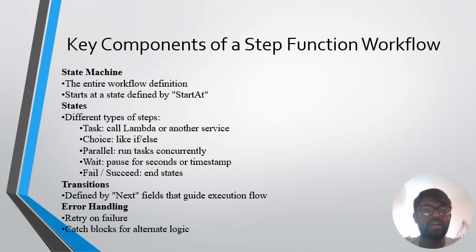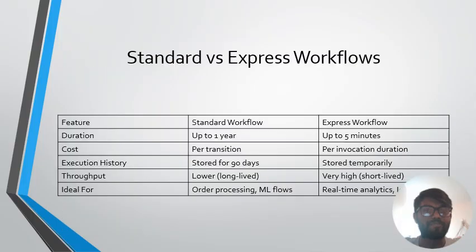Choice is an if-else condition. Parallel runs branches concurrently. Wait lets us wait for a number of seconds or until a timestamp. Whatever the number of seconds we want, we can wait for that long. And the end state is fail or succeed. A transition is defined by the Next field. Error handling is retry on failure or catch blocks for alternative logic.